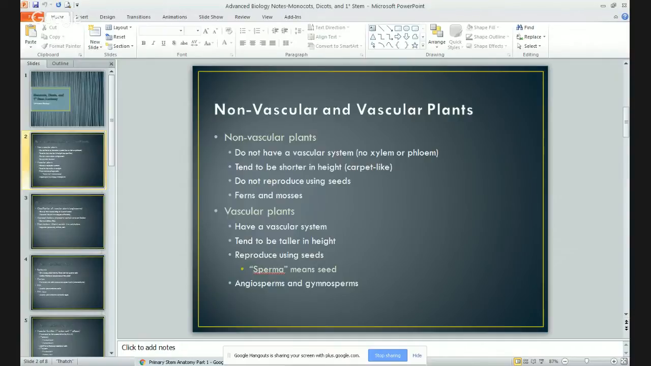which is where the monocot and dicot version comes to be. Sperma is Latin, and that means seed. So depending on which method they use, they can be classified further as an angiosperm or a gymnosperm. Both of these produce seeds. Your angiosperms, if you have studied plants at all, are your flowering plants. Your gymnosperms are your cone-bearing plants, like your conifers and evergreens.